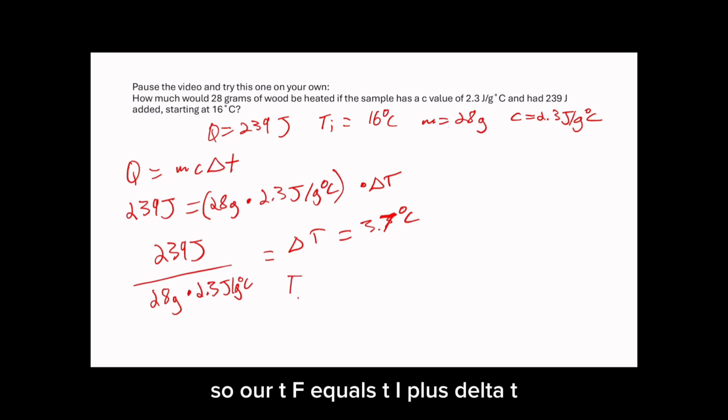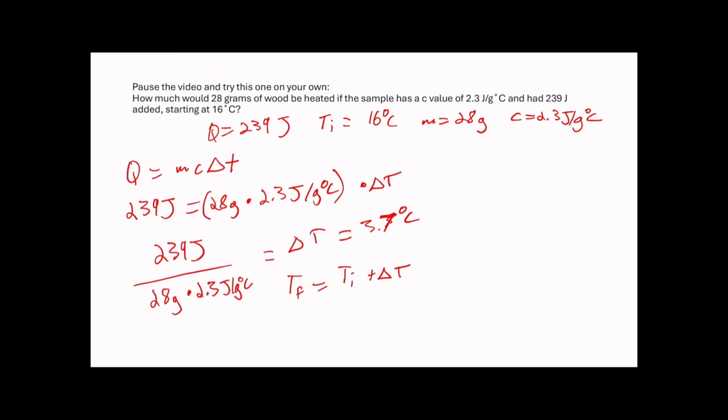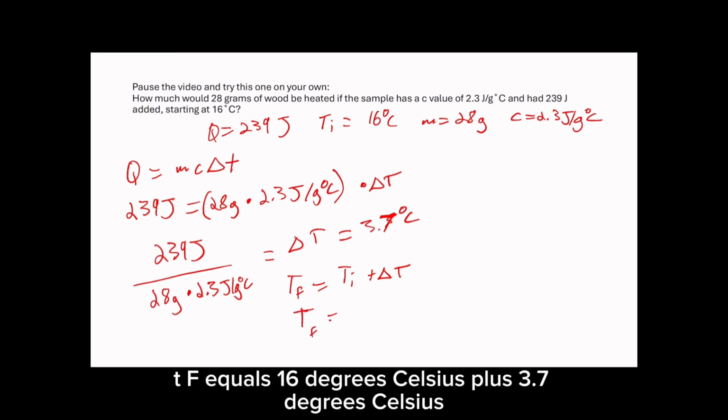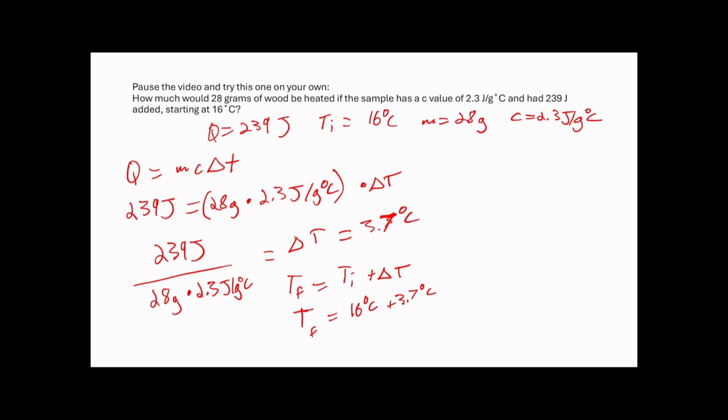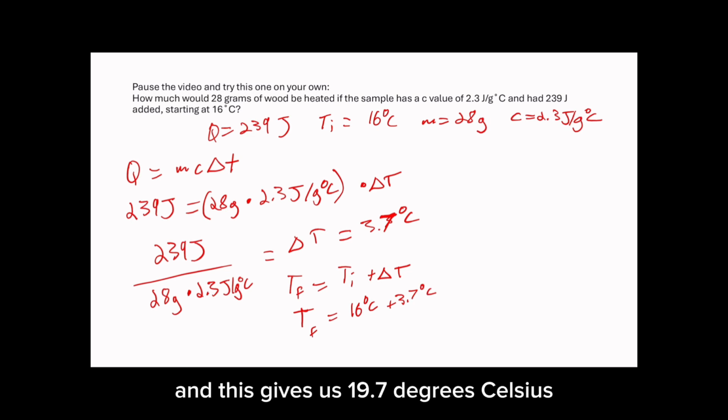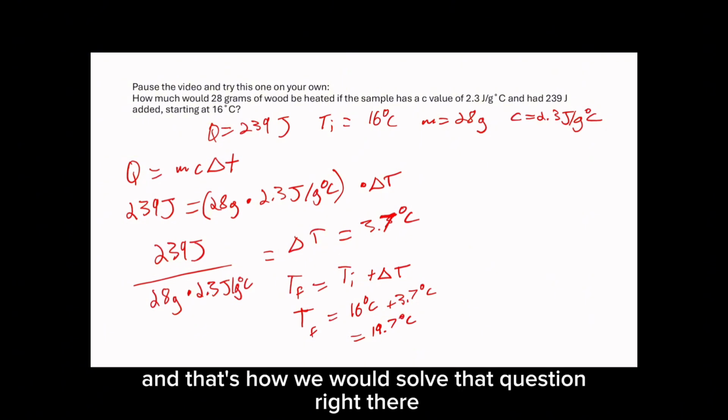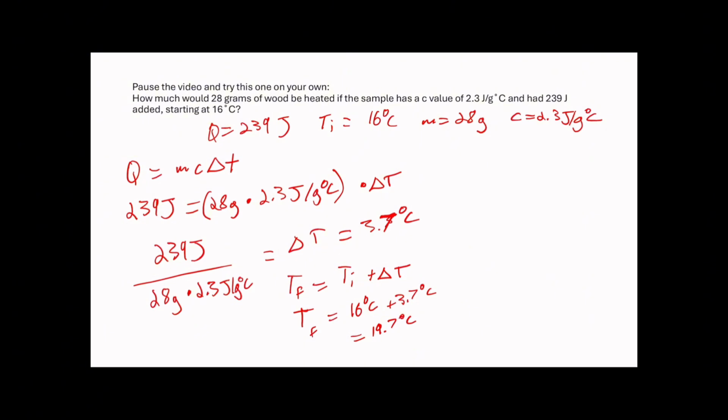So our Tf equals Ti plus ΔT. Tf equals 16 degrees Celsius plus 3.7 degrees Celsius. And this gives us 19.7 degrees Celsius. And that's how we would solve that question right there. So that's it for this part of the video.